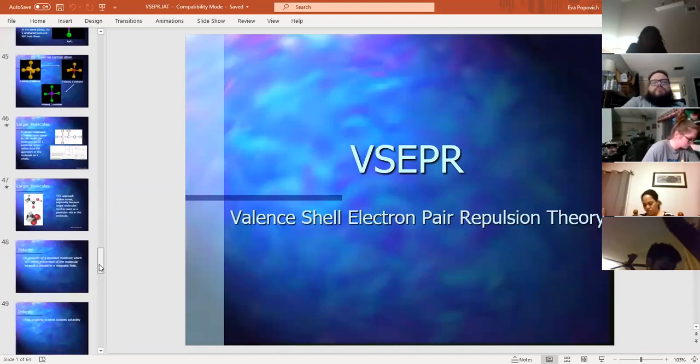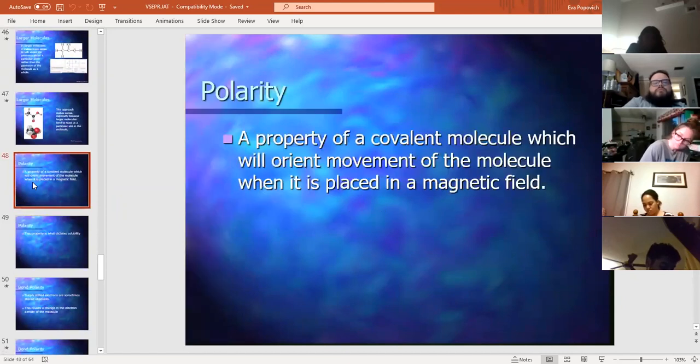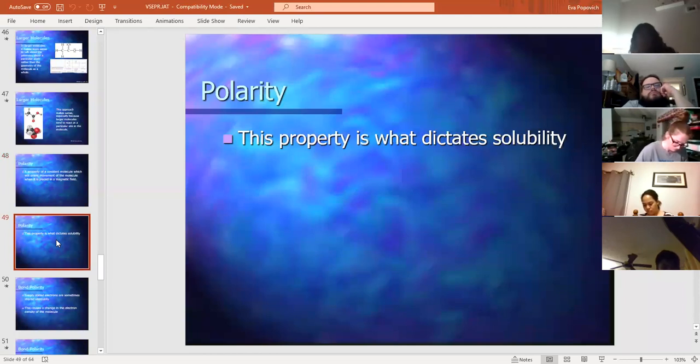Now, when I'm dealing with polarity, it's a property of a covalent molecule, which orients the movement of the molecule when it's placed in a magnetic field. In other words, the molecule has unequal charges. That will make the positive end of the molecule gravitate towards the negative end if it's placed in a magnetic field. In other words, the molecule has a positive end and a negative end. It's the property that dictates solubility.